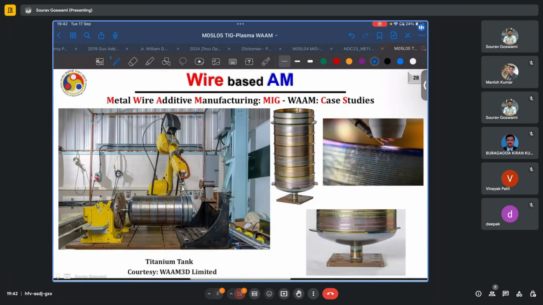And here we see a large part which is built out of the stick-based WAAM process, and this is a titanium tank. So as we discussed, WAAM is really one of those processes which has industrial scalability and can have some actual commercial prospects in the upcoming times.